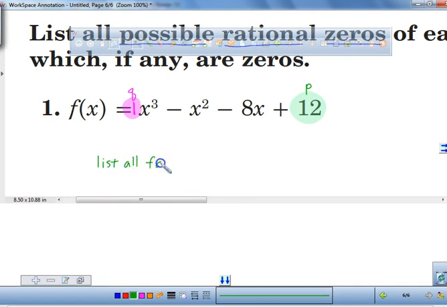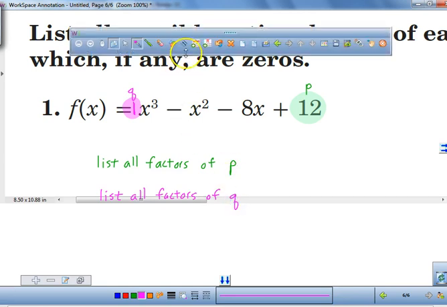What we're going to do in your journal is write: list all factors of p. And then write: list all factors of q. So we're going to put all the factors of p over all the factors of q.